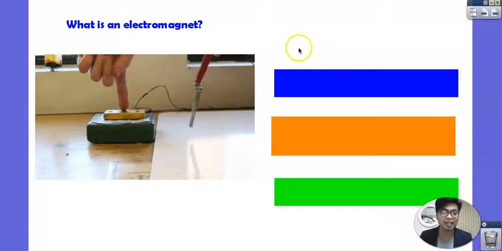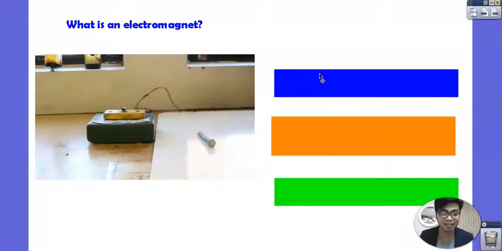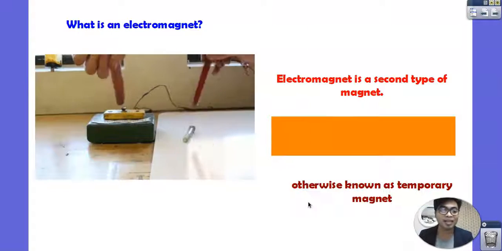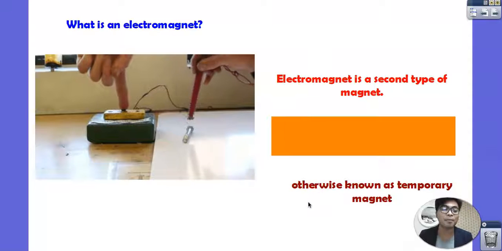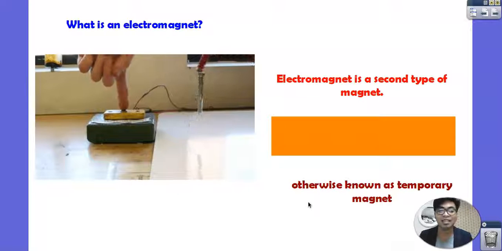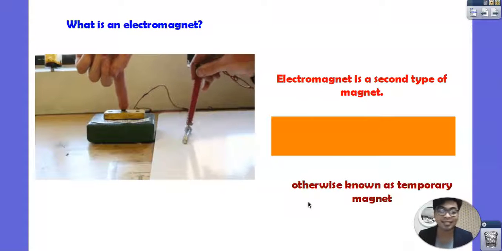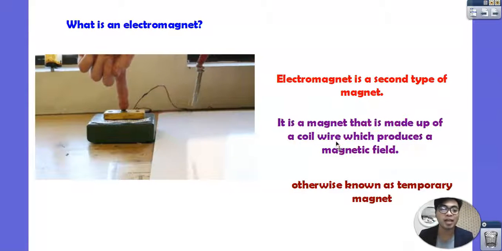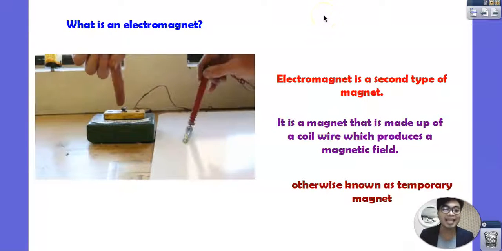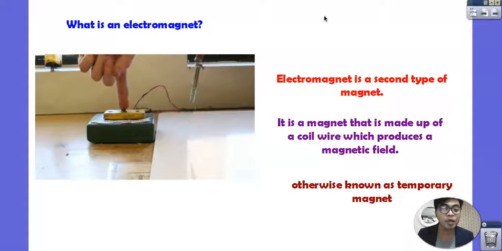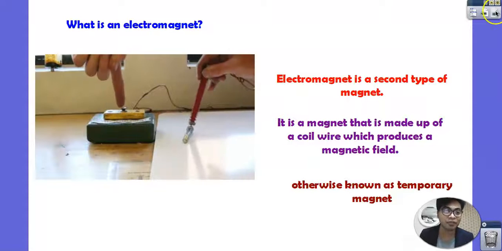So what is an electromagnet? What do you think? An electromagnet is otherwise known as a second type of magnet, or a temporary magnet, because you just need a coil there and you just made it if you connect it with a power source. So an electromagnet is a magnet that is made up of a coil of wire which produces a magnetic field.